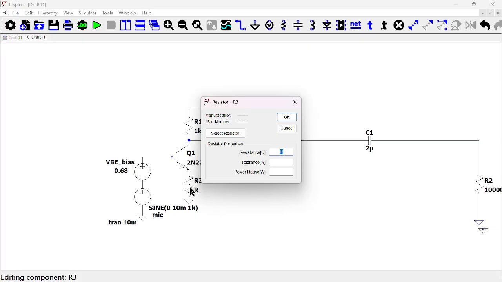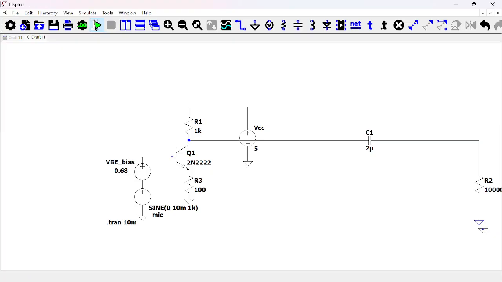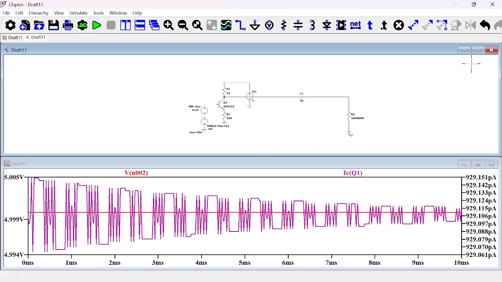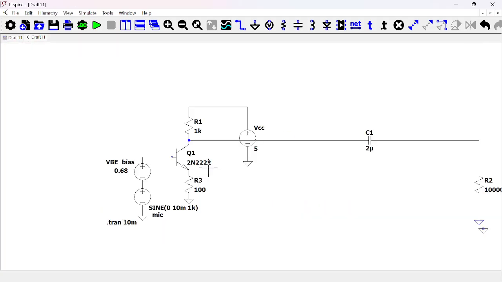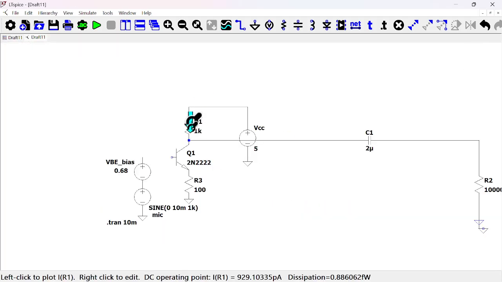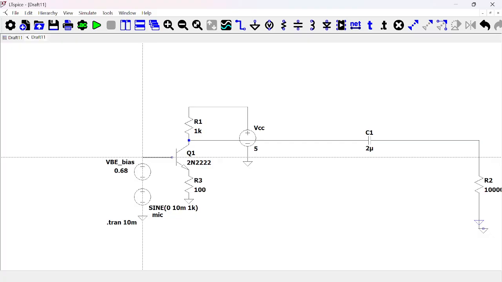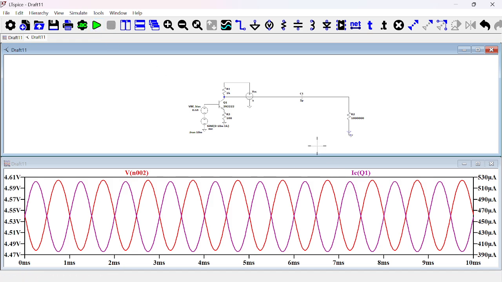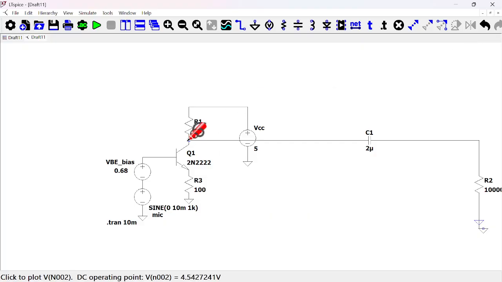I'm just going to change that to 100. Of course, there is no current flowing through, so I don't expect this 100 to change anything. I'm going to wire them up and I'm going to have the current flowing through this time around. So I need to run.